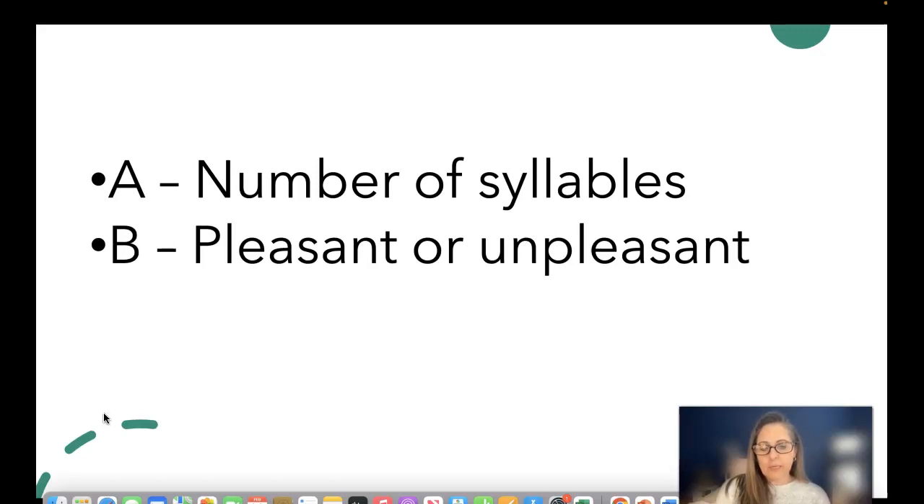Number 23, B, pipe. Number 24, A, pitch. Number 25, B, coin. Number 26, A, hammer. Number 27, A, door. Number 28, B, church. Number 29, B, travel. And number 30, A, fish.